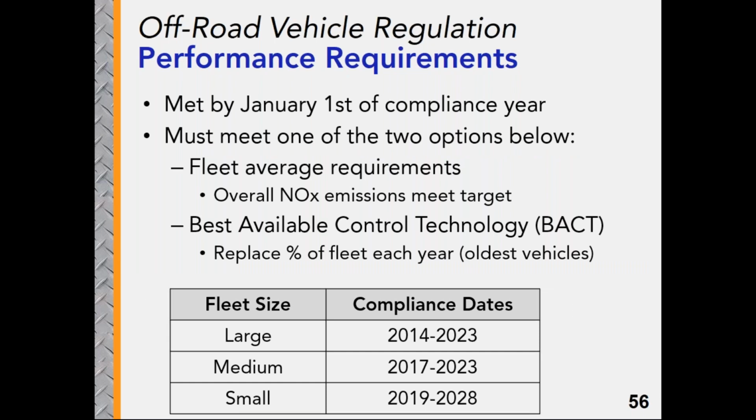So when you're adding equipment, you're affecting your ability to comply. There are 2 different ways the system allows you to comply. The first is fleet averaging, which takes into account your overall fleet emission average. And the second way is the best available control technology. Whichever one you use, you have to take action before January 1st of each year in the compliance timeline.